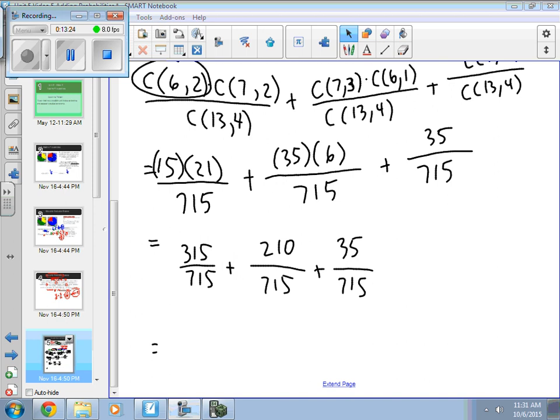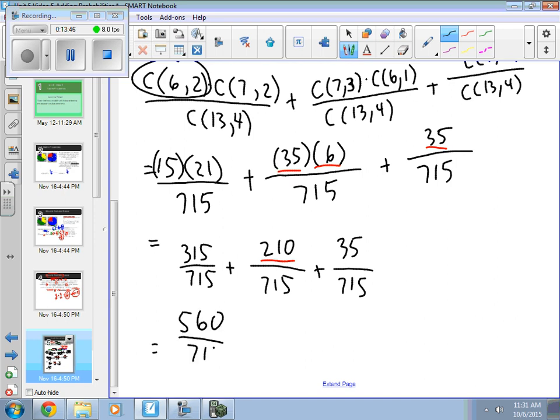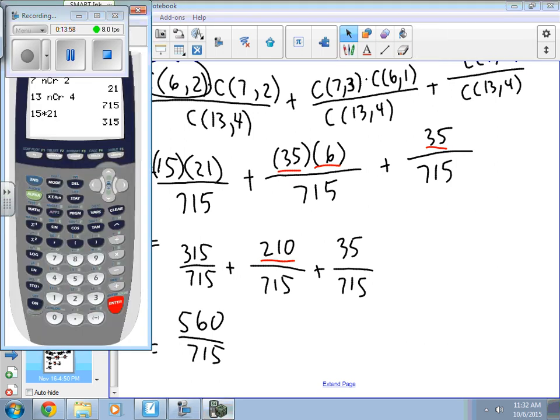If you figured out these other ones, you should have got these numbers here. Multiplying, that's 210. This last one comes out to be 35. Now we can add these all up, and we already have a common denominator here, so we don't have to worry about doing that. We just need to add the numbers on top. If you add all the numbers on top, it should come out to be 560 out of 715. So that would be the answer. If this were like an ACT type question, you'd probably want to simplify that down and see what that is as a simplified fraction. Your calculator can help you with that.